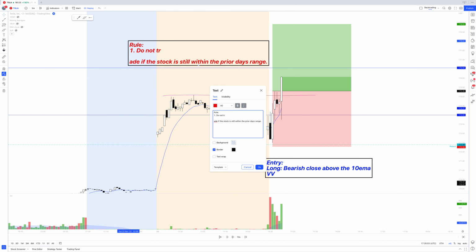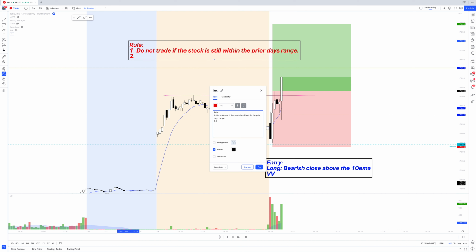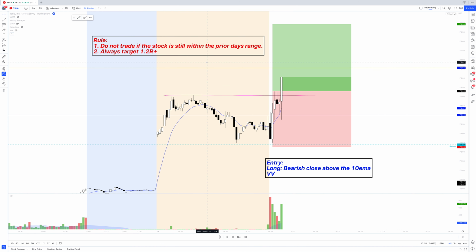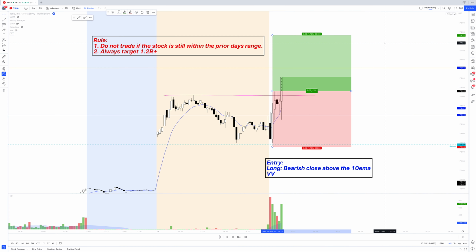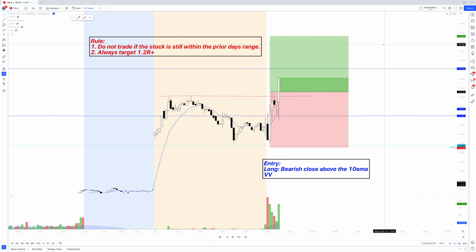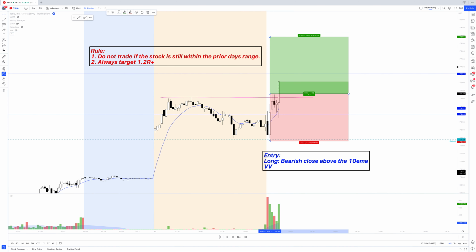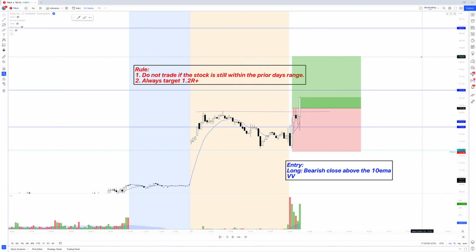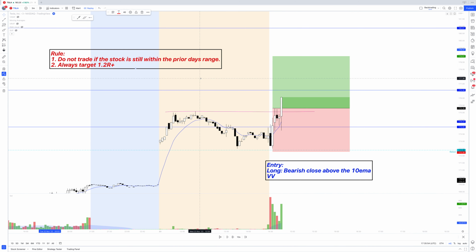So let's add this to the rules. Rule number 2 is always target 1.2R plus. That is such a key target. Because if you're only targeting 1R for every trade, you've got to win 75% of the time to become a profitable trader, including commissions and stuff. If you're winning 1.2R on every trade and only risking 1R, your likelihood of actually being profitable after commissions and everything far increases, and it's just a far better setup. Now, obviously, you don't have to go for 1.2. You could go for more, but generally, 1.2R target is the goal for each trade.